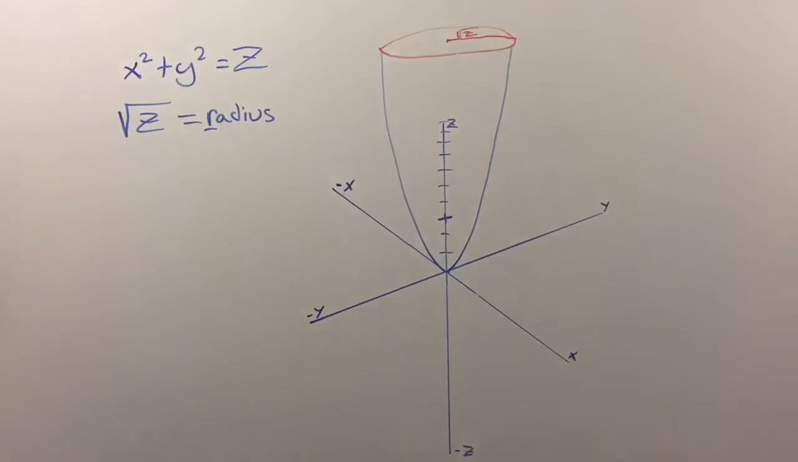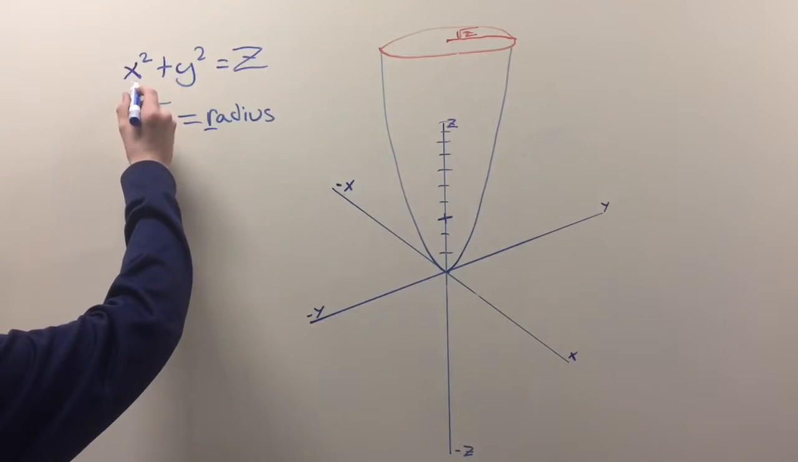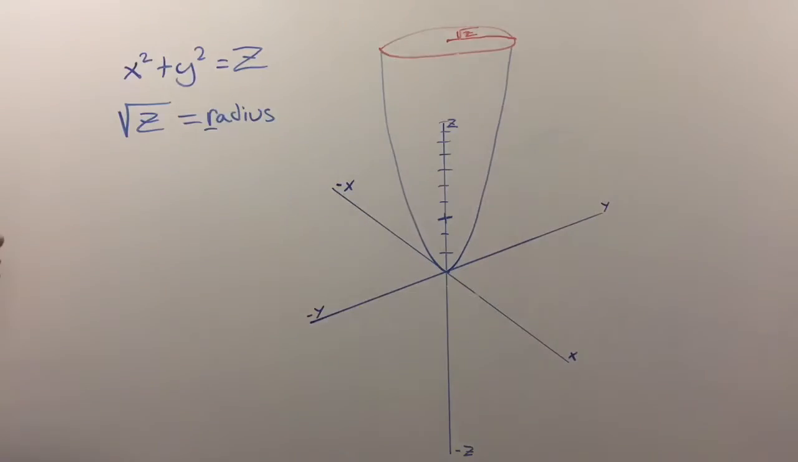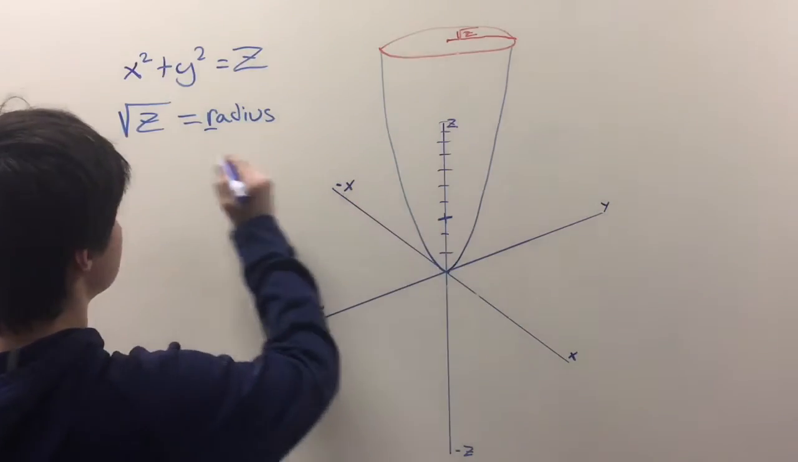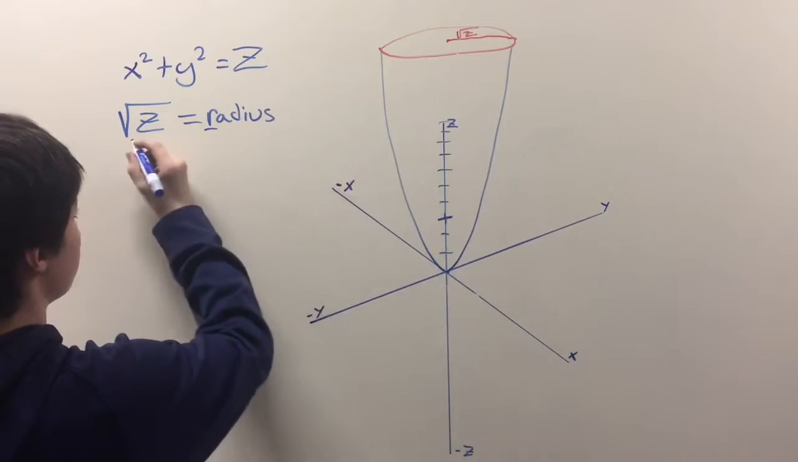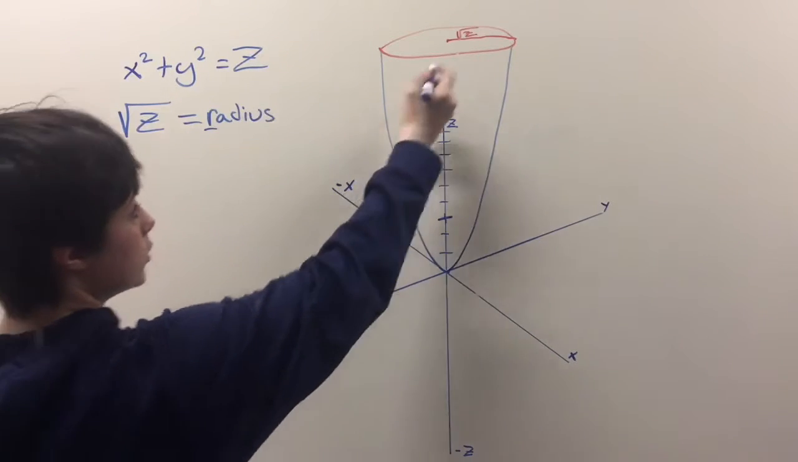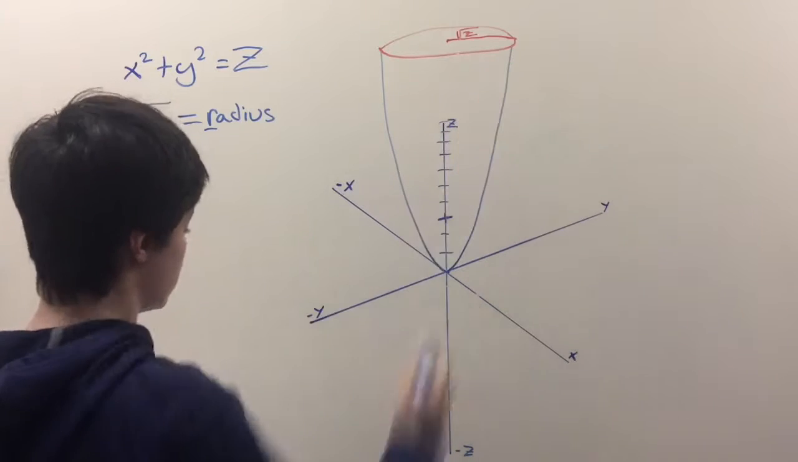Alright, as we learned earlier, the formula for a 3-dimensional shape is x squared plus y squared equals z. z would be the height of the shape, and then to find the radius of the shape, you would find the square root of z, which right here, as you can see, is the radius.